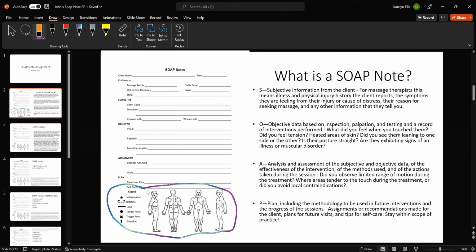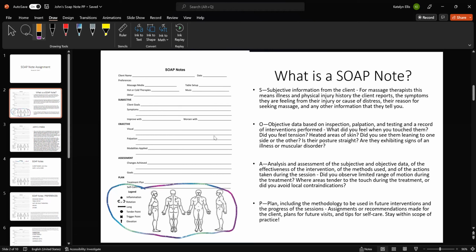And they are going to keep coming back to you because you know them and their body so well. Even if you completely forget who they are, the better your SOAP notes are, the better you are going to get to know your client and the better you can make your business.